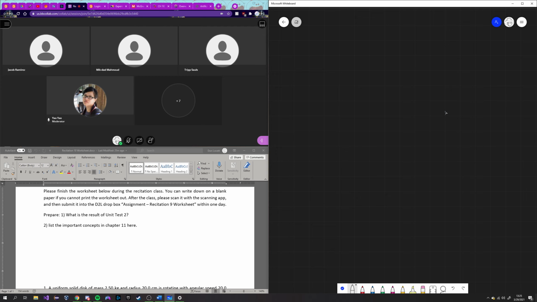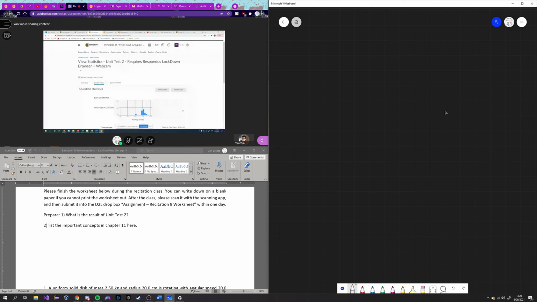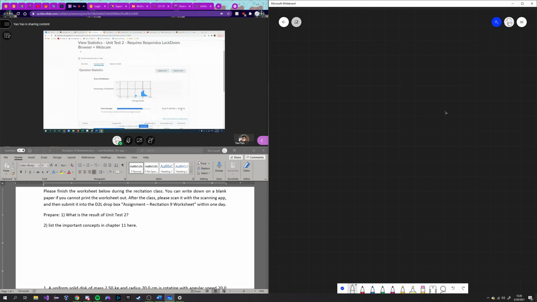I believe you should currently be able to check your grade. I have already finished all the grading and the curving. Actually, this morning I just finished all the curving for the test. Here I would like to share the screen with you. For your sections, your average score is a little bit higher than this one. So you did a good job this time.